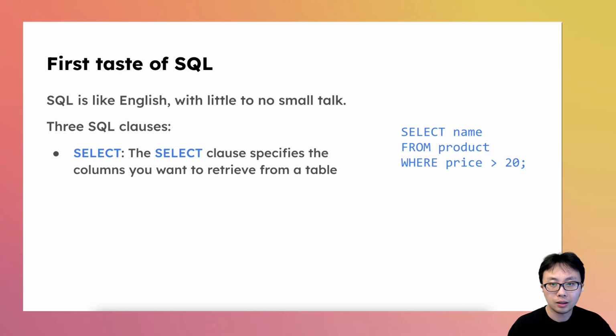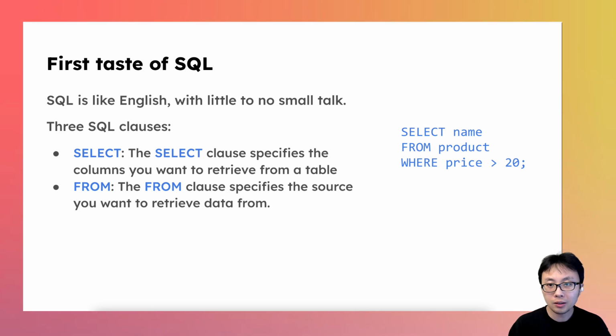The first is the select clause. The select clause allows you to specify the columns you want to retrieve from a table. In your first query, you only asked for the name column, thus the select statement, or say the select clause, was select name. Second, the from clause specifies the source you want to retrieve the data from. It can be 1 or more tables. In your first query, you asked only for data from a single product table. Thus, the from clause was from product.